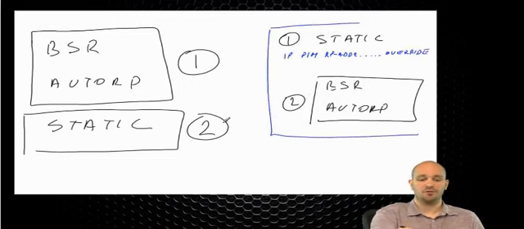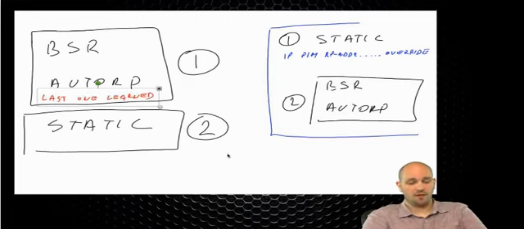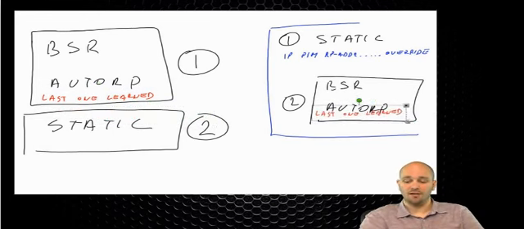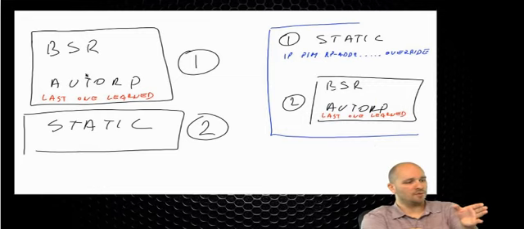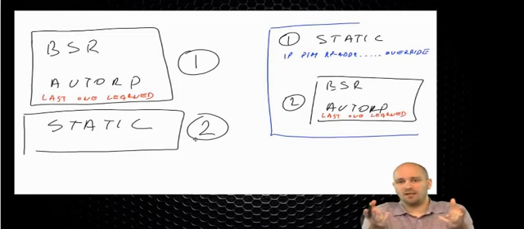Now, the important thing to understand is that between BSR and AutoRP, there is no tiebreaker. It will be the last one learned. So this is something that you should maybe try to avoid. Between these two, there is no tiebreaker. It will be the last information you learned. So it's basically a squirrel principle. If you hear from BSR, you're going to use BSR. If you hear from AutoRP, you're going to use AutoRP, and then you're going to be jumping back and forth. Hopefully they are sending you the same information, but if they're not, you might actually be in trouble in your lab.